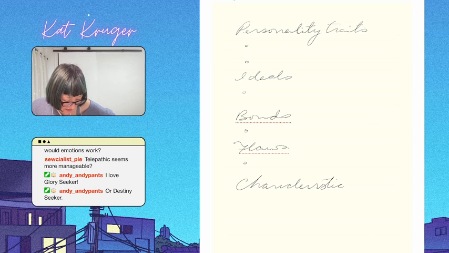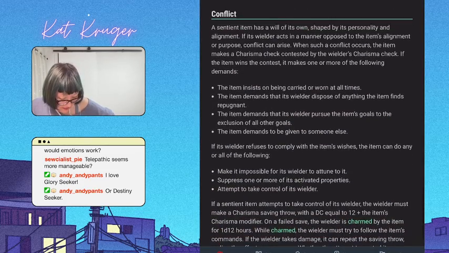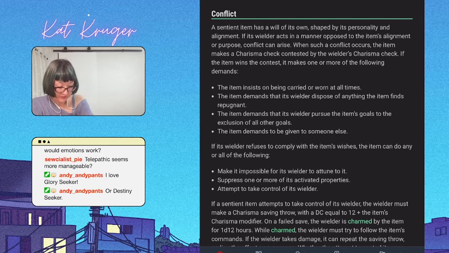Characteristic: Glory Seeker. There can be conflict, as we saw in the Good Fortune campaign, because it has a will of its own. I feel like in this case though, it's very aligned with what Frederick wants.